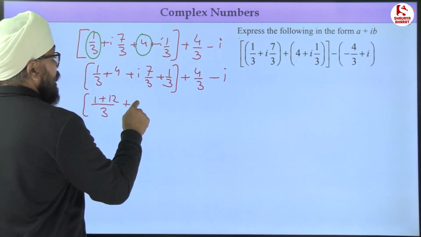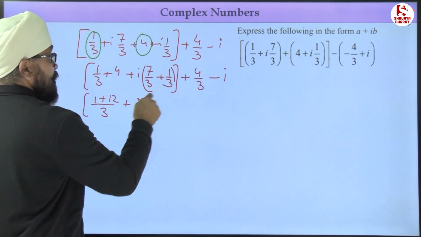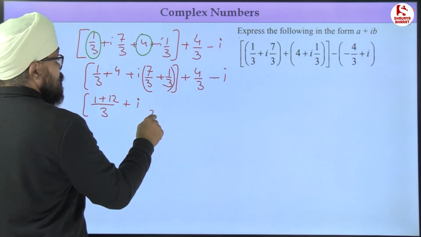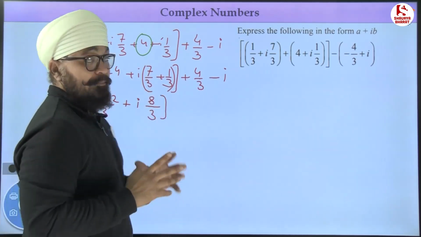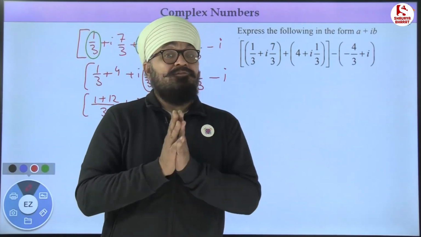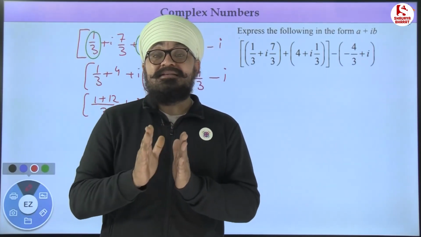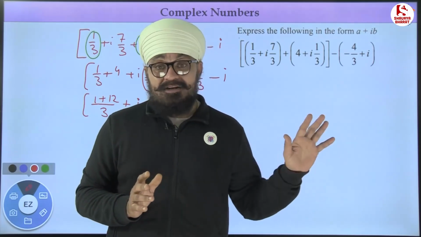Then plus, again this is iota, we are having a bracket over here. So, this becomes 3 and the numerator becomes 8. So, this is how we apply very simple addition. What we have to keep in mind is to take the real part separate and the imaginary part separate.